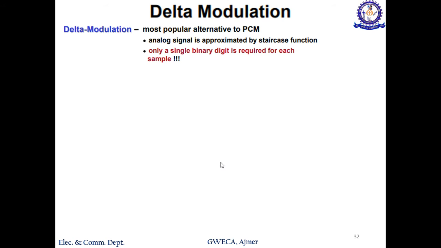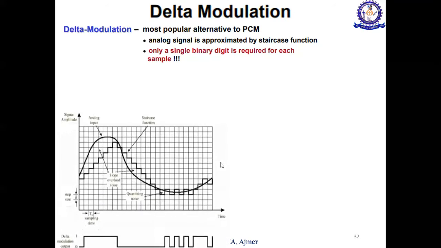So what was happening in PCM? In PCM, we require multiple bits to transmit the data, so it requires a large bandwidth. This can be overcome using delta modulation. In delta modulation, only a single bit is used to represent each sample.